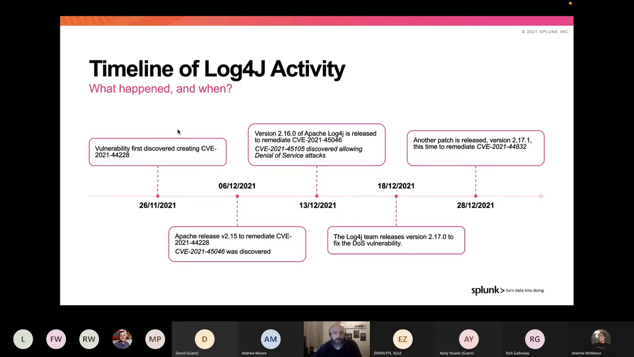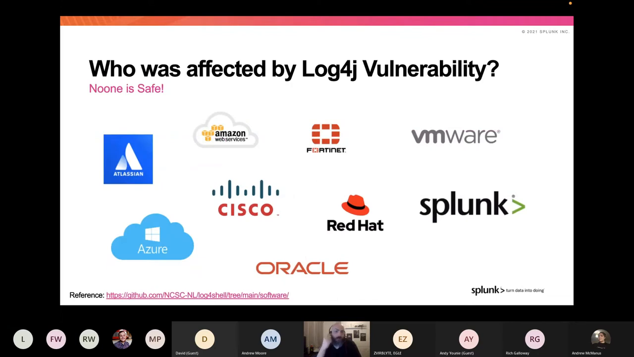I realize I changed my mouse pointer to a different screen. So who was affected? I mean, everyone, right? From a user perspective, it wasn't something that we had to fix, but certainly a lot of the services that we use nowadays were affected by this vulnerability.